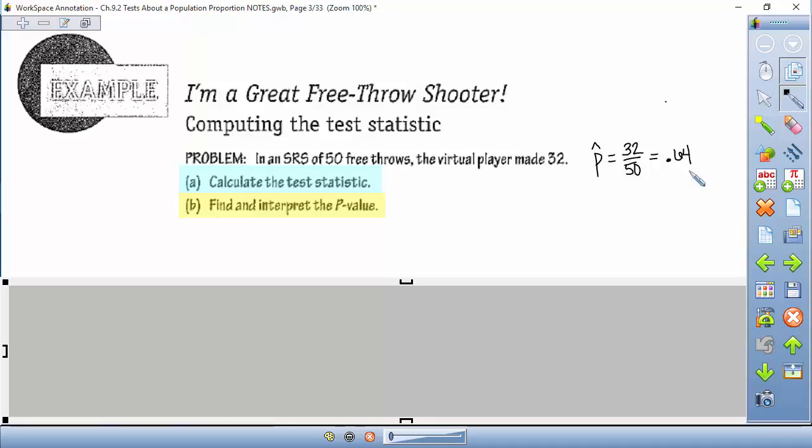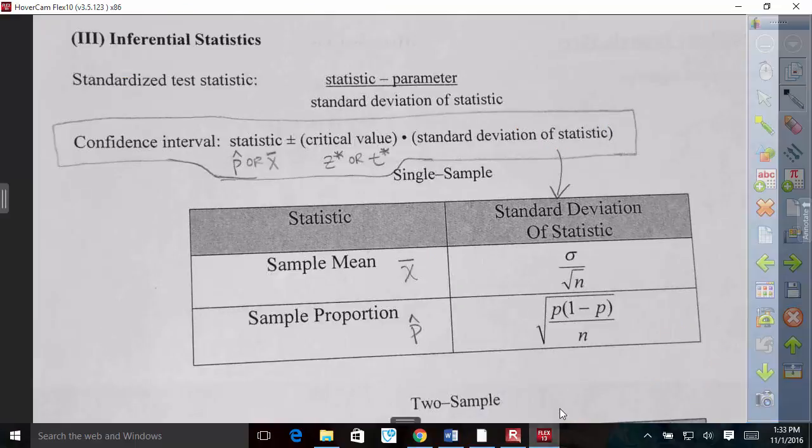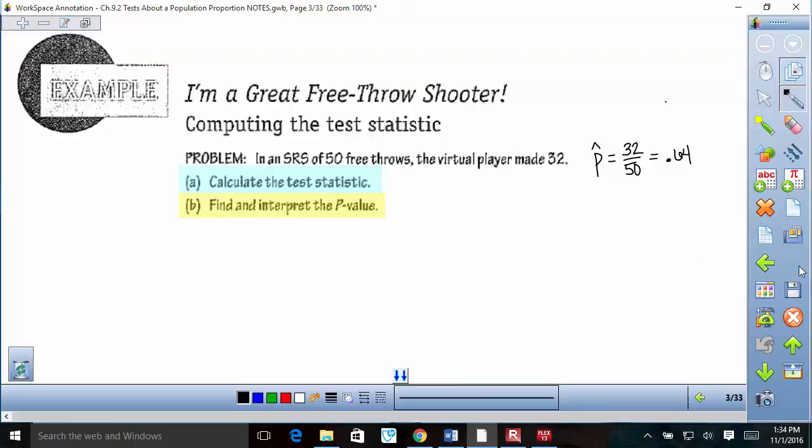All right, so this person claimed to make 80%, and guess what happened? They made 64%. Clearly, they didn't do as well, right? All right, we're going to calculate a test statistic. Well, right there, standardized test statistic. It's just a z-score. Y'all remember z-scores? X minus mean over standard deviation? Yeah, you do. That's what we're finding, but it's a little bit more involved than that. All right, so next page.